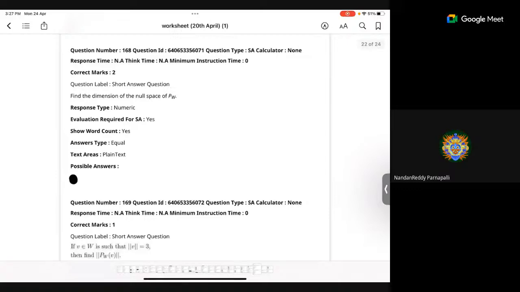So it will be a 1x3 matrix, right? You'll get the matrix for PW as 1x3. So rank will be 1, if it is non-zero. If rank is 1, then you can say what will be the nullity: the number of columns minus rank, that is 3 minus 1. Anyway, solve this question.